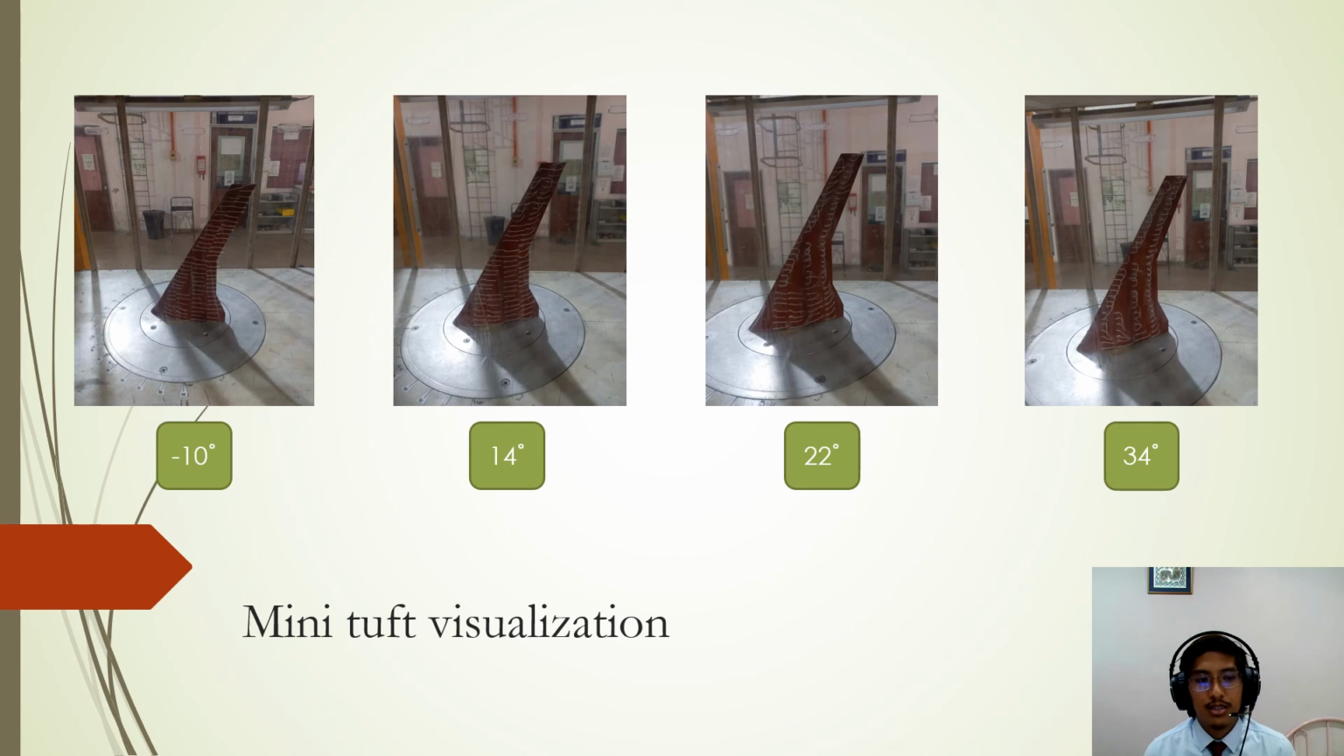Lastly is the miniature visualization. As you can see, when the angle of attack is at negative 10 degrees, the miniature shows no change. As it reached 14, the pattern started to change at the wingtip of the aircraft, and as the angle of attack increased to 22 to 34 degrees, the pattern started to change for the whole aircraft wing. This means that the flow separation becomes larger and the turbulence also increases, causing the aircraft to stall.